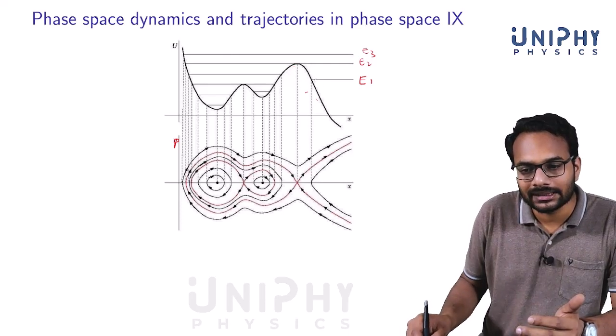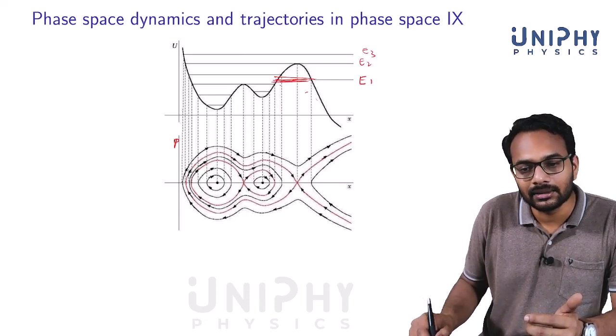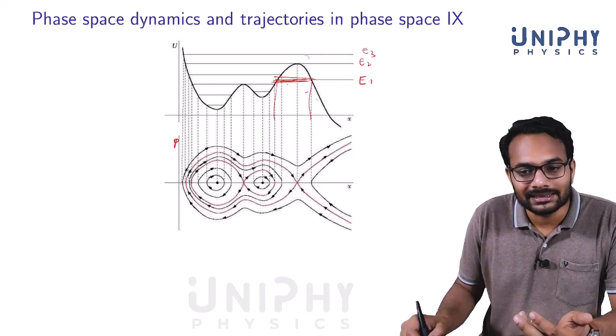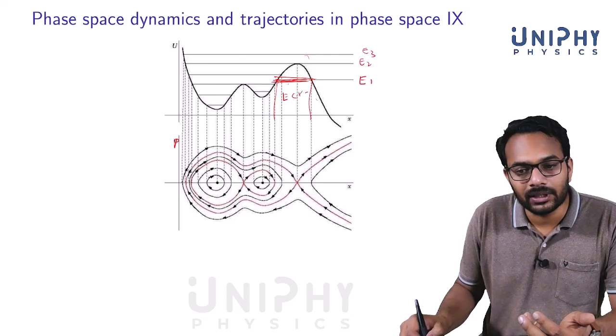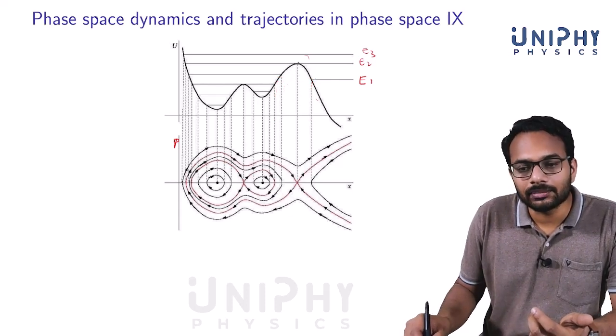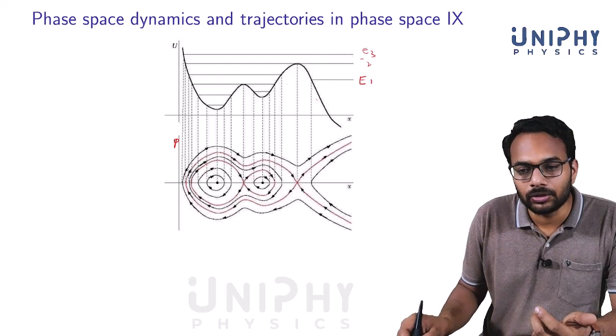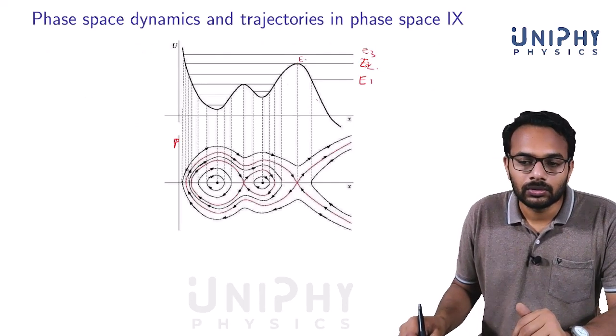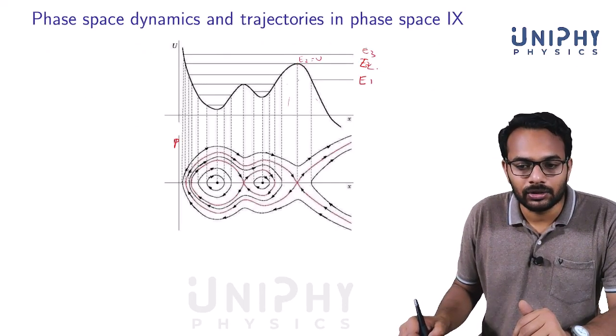It's clear that if you extend this line for E1, if a particle has energy E1, then this region along the x-axis is completely forbidden, because inside it E is less than V. So this is a forbidden region. That's one point. This line corresponds to some other energy E2, and you see that at one point E2 is equal to U.